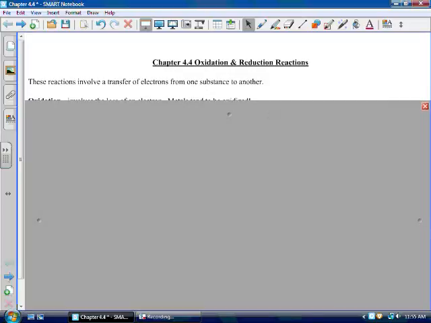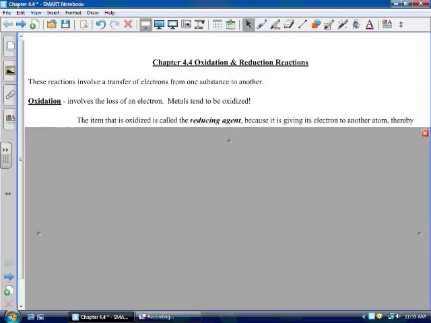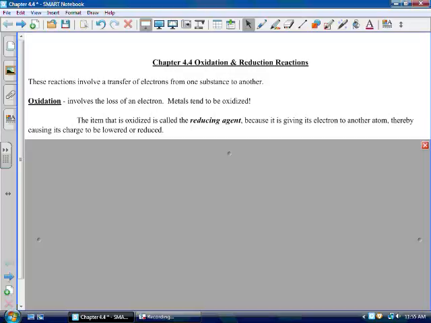So let's start talking about what these individual parts are. Oxidation is the loss of electrons from an atom. We talked earlier about metals, and we said that metals tend to lose electrons when they react to form a positive ion. So oxidation is the loss of electrons. Now, when things are oxidized, the item that is oxidized or has lost electrons we call the reducing agent, because it is giving its electron to another item, thereby causing its charge to be lowered or reduced. So the item that is oxidized is the reducing agent. It's a little bit confusing, but just remember that they're opposites.